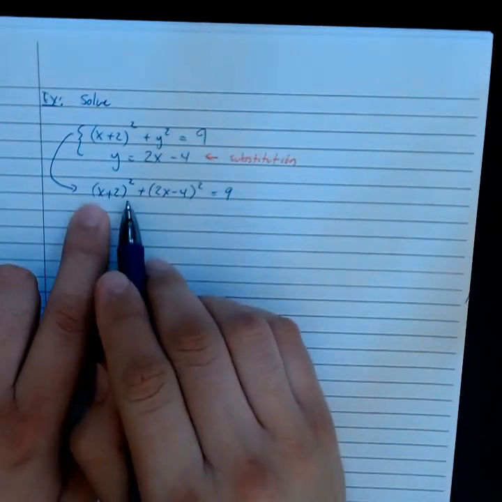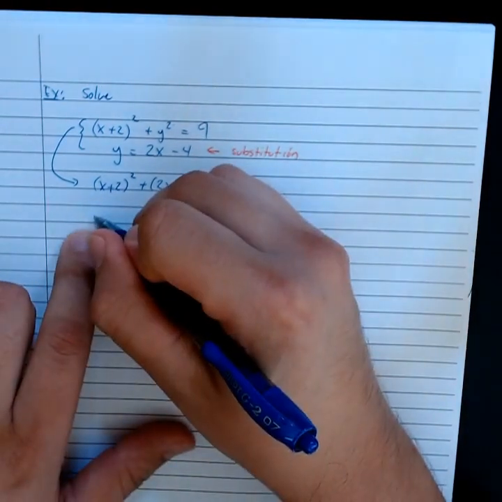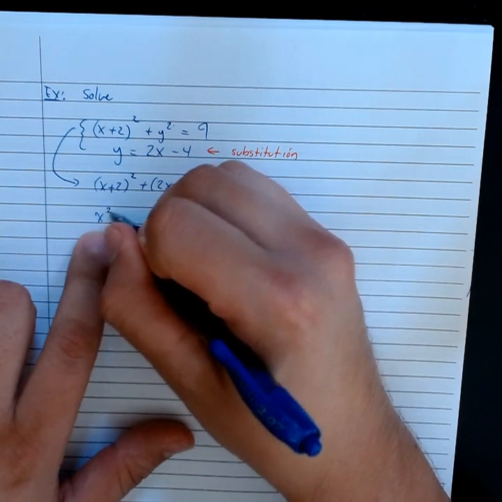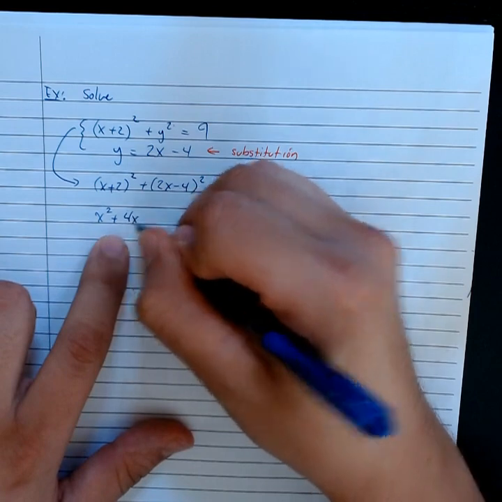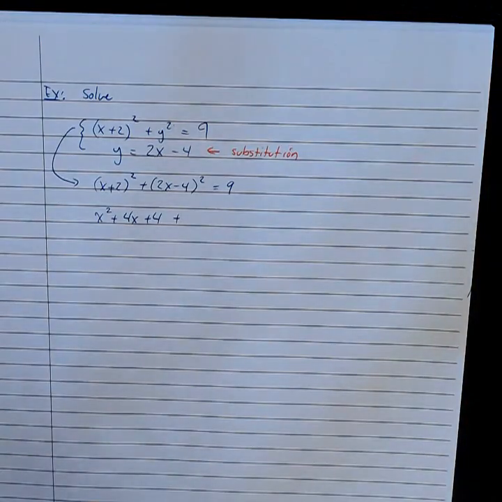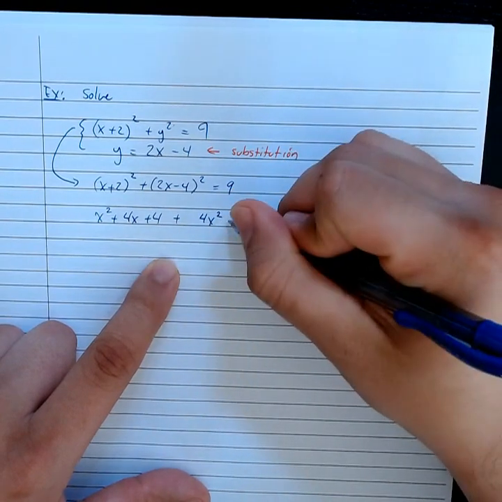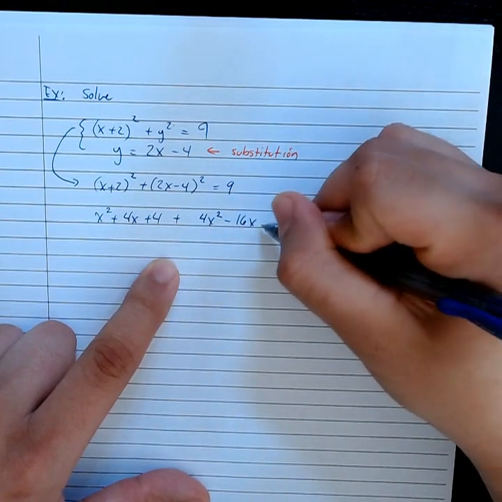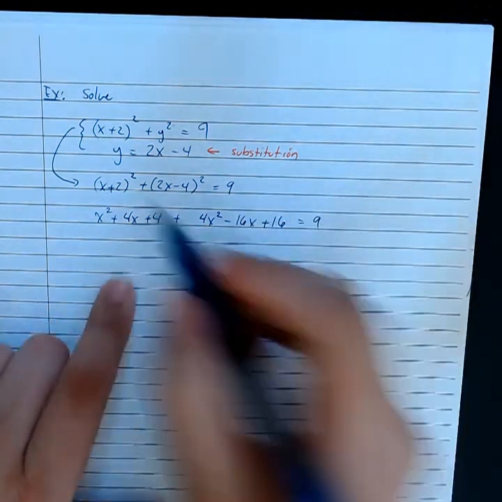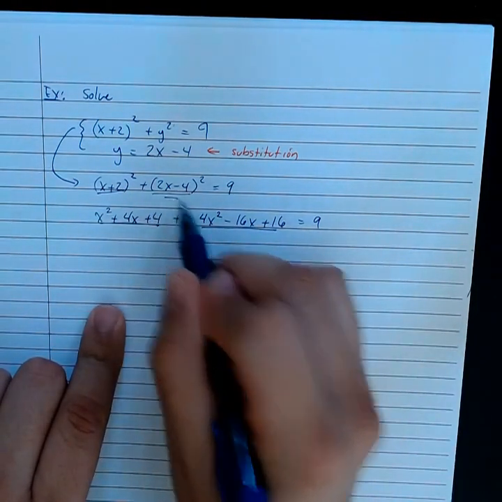Now, we're going to go and square everything out here. X plus 2 squared, well, that's x plus 2 times x plus 2. So that'll give us x squared plus 4x plus 4. And here, this will give us 4x squared minus 16x plus 16. And that's all equal to 9. So this is that, and this is that one.